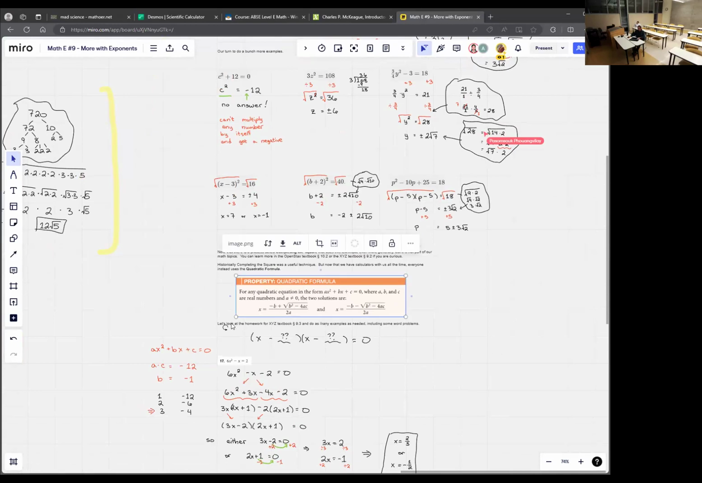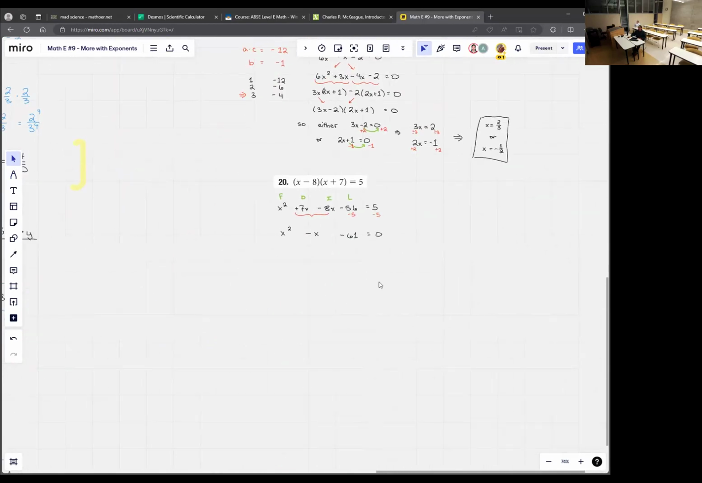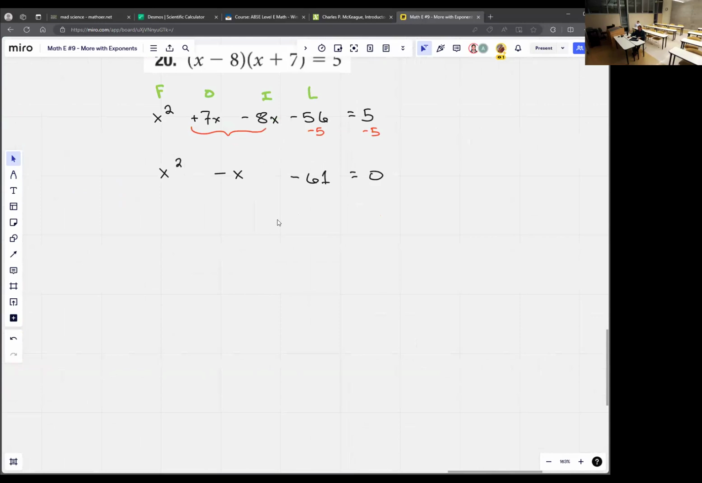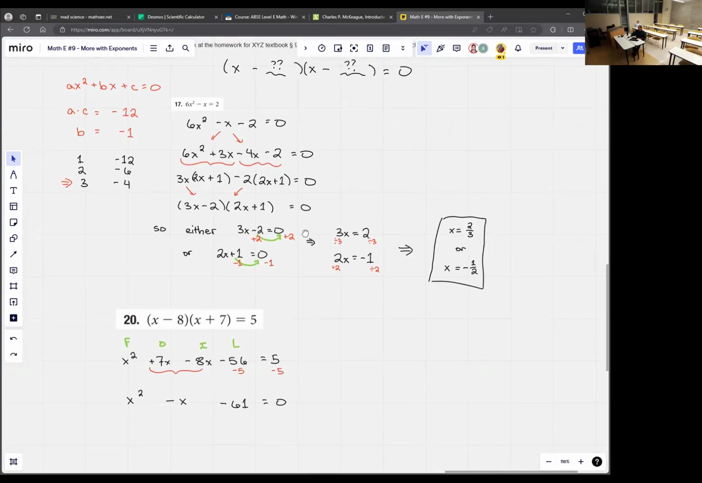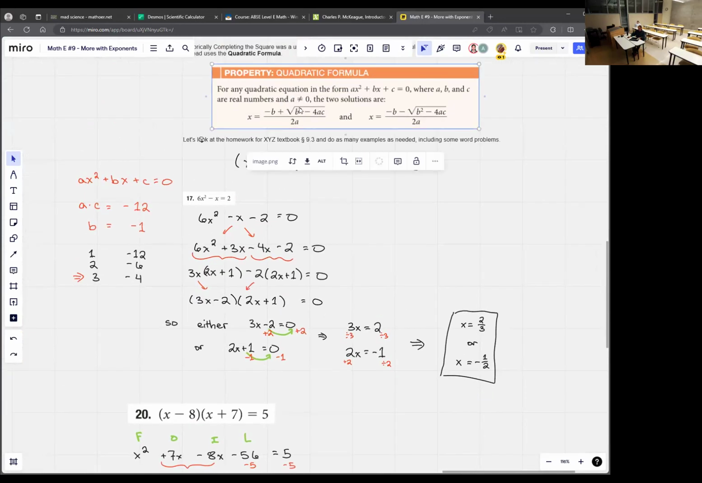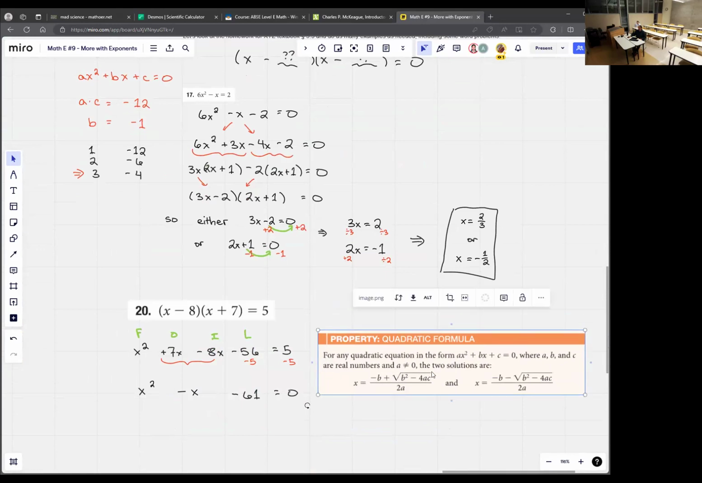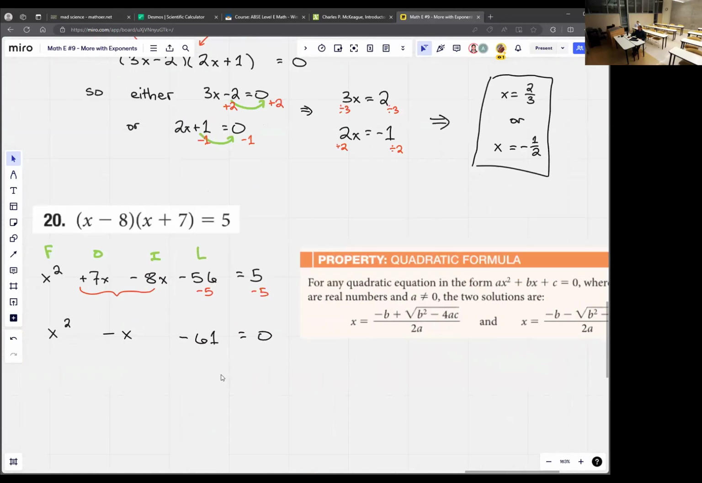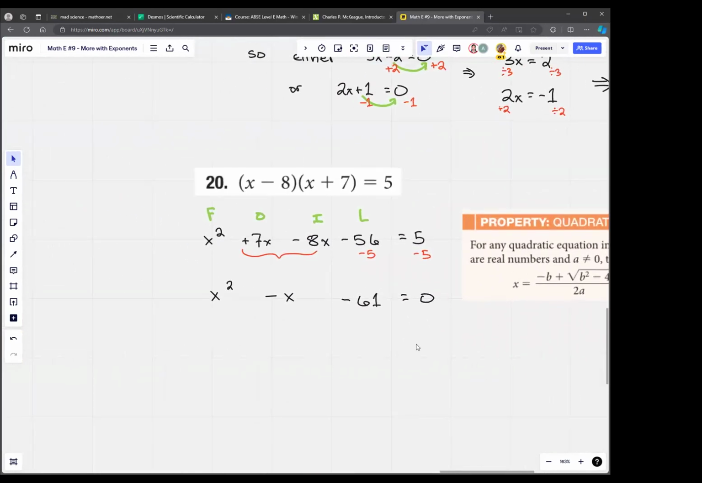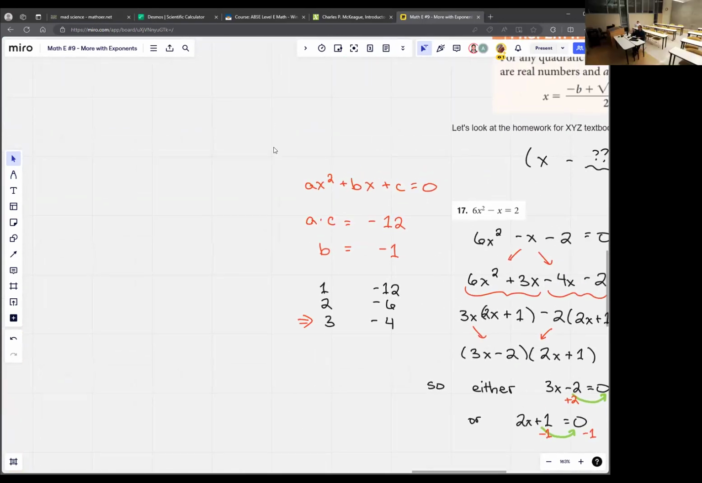I just said something, but I'm not sure you believe me. Is everyone okay with why this isn't a good candidate for factoring? I'm not sure. Okay, so back up here.